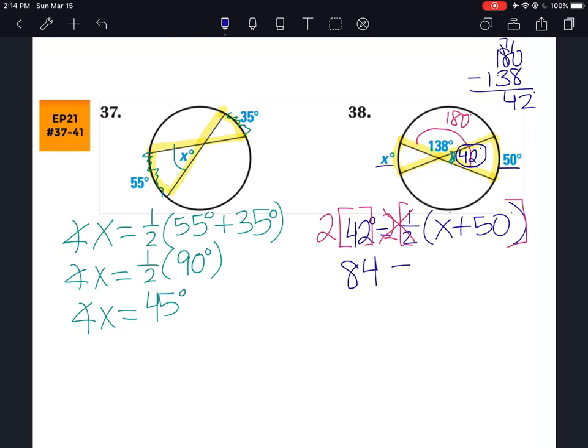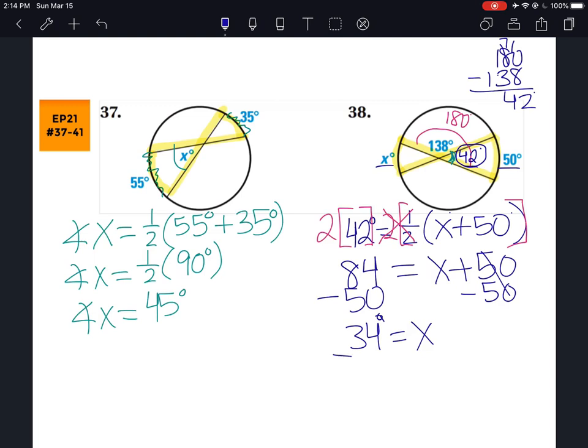2 times 42 is 84, and the binomial will now be without any symbols because it is not contained by the 1/2. Then from here, we're going to subtract 50 on both sides, and you will get 34 as your final answer. And that's how you do these two.